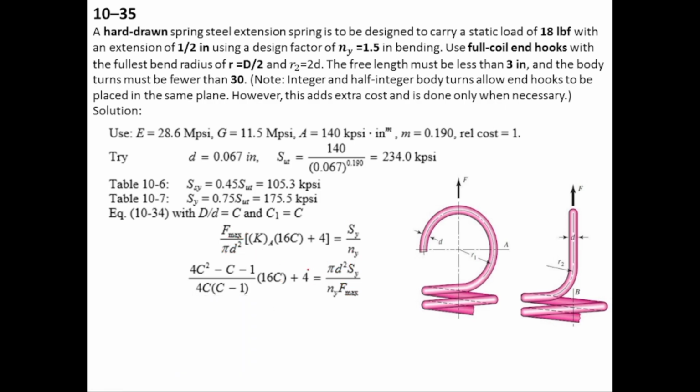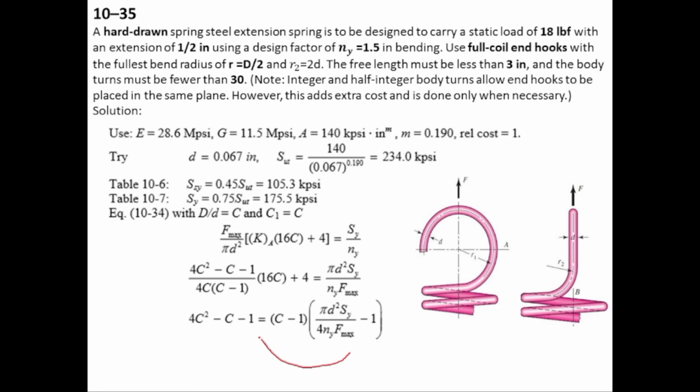Now take this 4 common from the left hand side. So 16 will become 4 and this 4 will become 1. Now cancel this 4 and this 4 with each other. This c and this c will also get cancelled out with each other. So after rearranging, we will get 4c square minus c minus 1 is equal to c minus 1 into pi d square Sy divided by 4 ny F max minus 1.